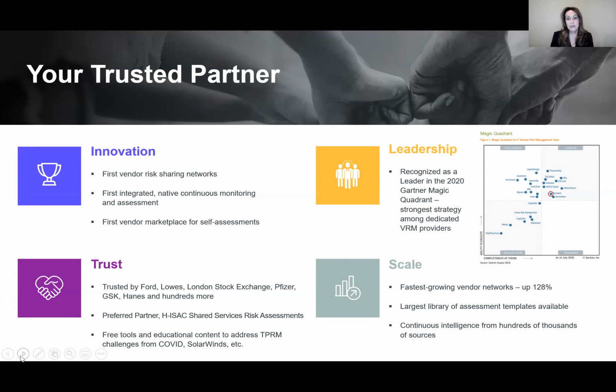And of course, we are a 2020 Gartner Magic Quadrant leader, strongest in strategy. And that's important because without strategy, you can't continue to stay ahead of all of the different things that are happening. And we also have the fastest growing vendor networks. We have up to 128% of the growth in 2020. And we're also doing Gartner quadrants again this year. So those reports are soon to come out, I believe, in the next month or so, or even a couple months at most.